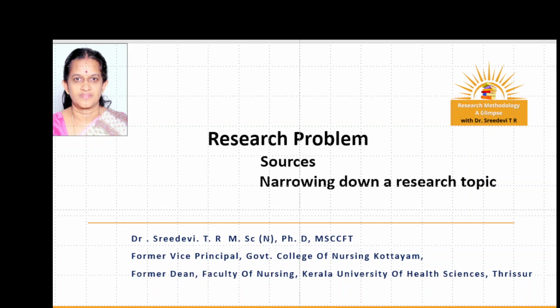In the previous video on research problem, discussions were on what is a research problem, how to state a research problem, purposes of stating a research problem, and criteria for selecting a research problem. This video is on sources of research problem and how to narrow down a research topic. We'll see what the sources of research problem are. Various sources are available to researchers in selecting a research topic. I will discuss the different sources in this video.